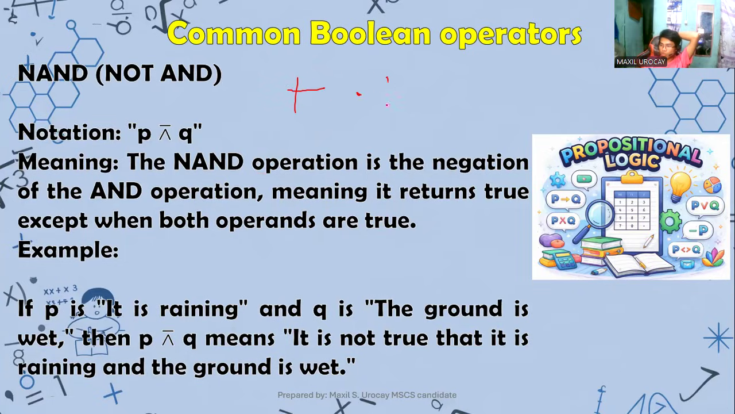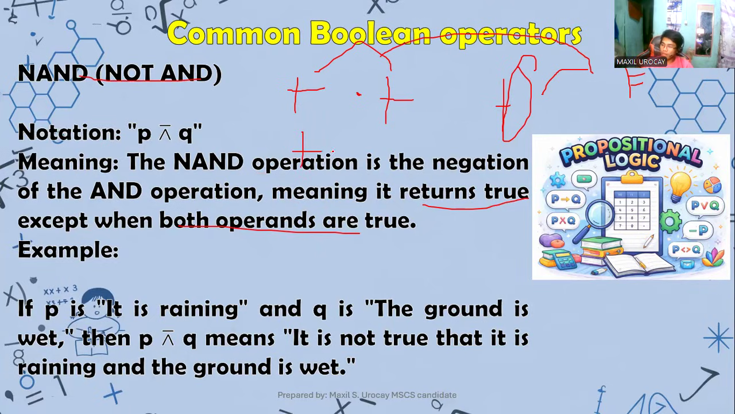True times true will become true. But it will return true except when both operands are true. Since this is the AND, of course, we're trying to negate that, so it will become false. Meaning to say, what is going to happen? True and true, for NAND, will become false. Since true and true is quantified as true, you just negate this and it turns to false. That is really so simple.